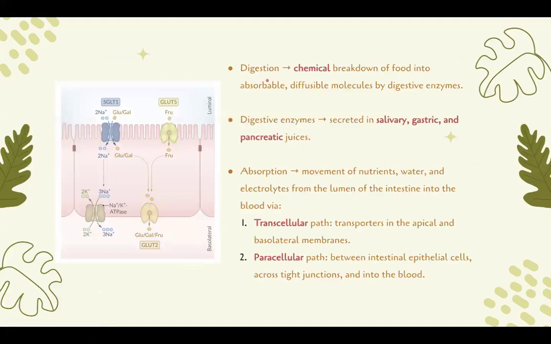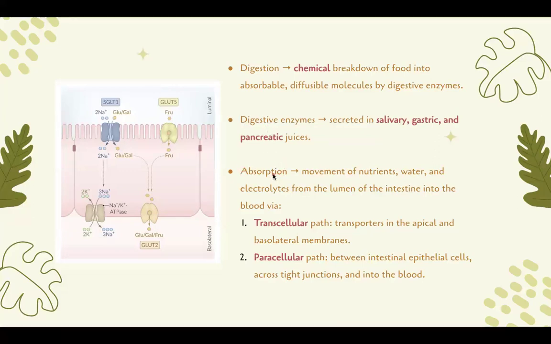So what is digestion? Digestion is basically breaking down the things that we eat by chemical processes into smaller molecules that can be absorbed by our intestinal lining, by our intestine. Okay, so the key in digestion is that it's a chemical process. And so for that, we will need digestive enzymes. These digestive enzymes are secreted in the saliva, in the gastric juices, and the pancreatic juices.